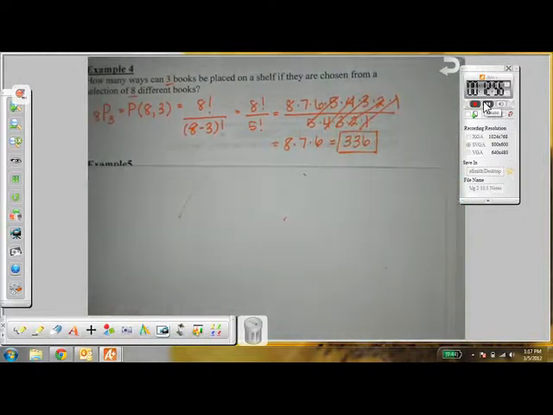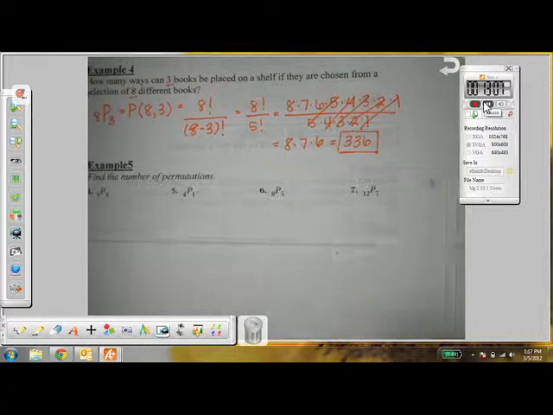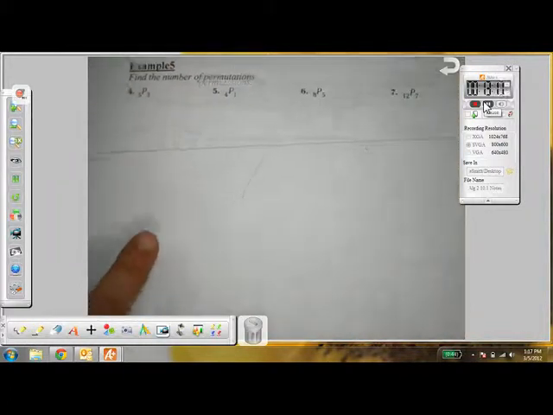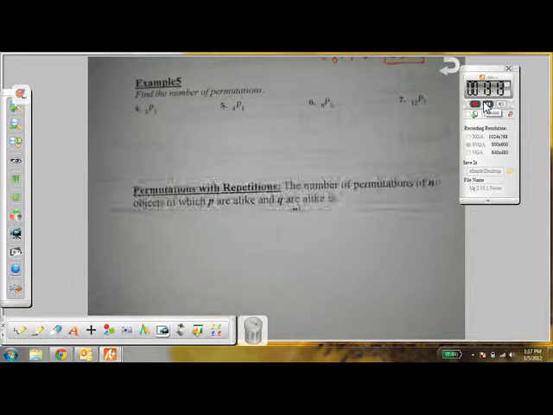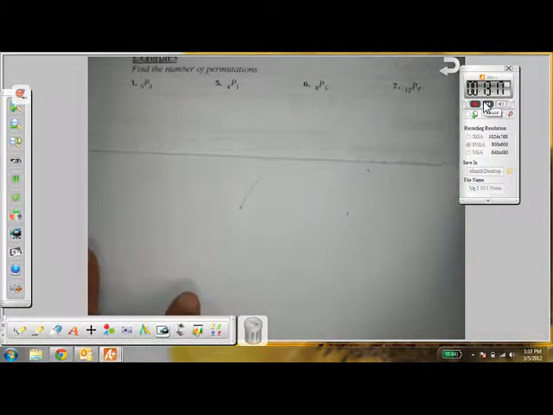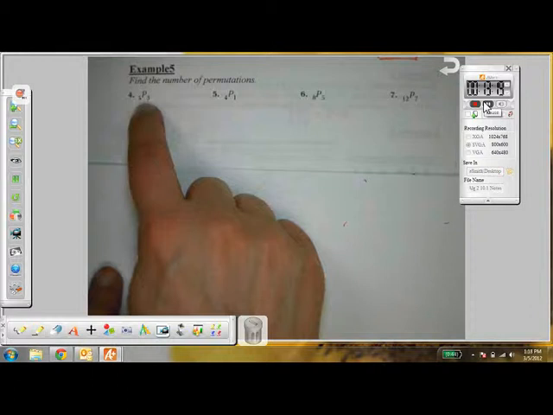I'm only writing it out right now so that you notice that a lot of things are going to end up canceling. In the next set of examples, you don't have to write them all out. Okay? So for example 5, there are actually 7 different problems. I want to do at least number 4, and then I'm going to have you guys do the rest on your own. So this is 5 permutated 3 times.